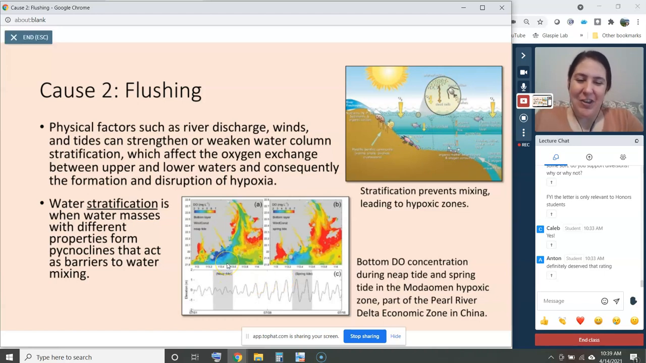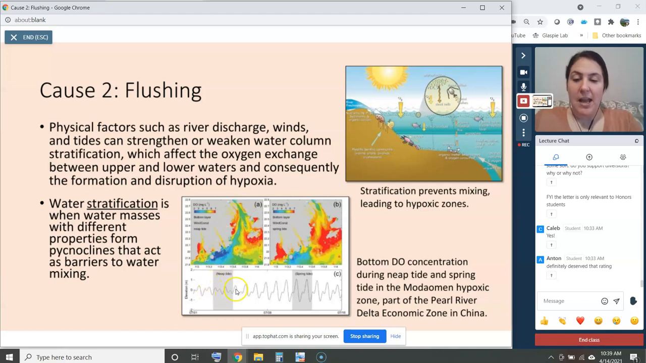This image is showing you an example of what can happen when mixing does occur through extreme tidal activity. This is from the Medallion hypoxic zone, which is part of the Pearl River Delta, which of course we learned about earlier in the class as one of China's premier regions for economic growth. So this is a location that has lots of cities around it. And typically you get this tongue of blue and green water here, which indicates low dissolved oxygen water.